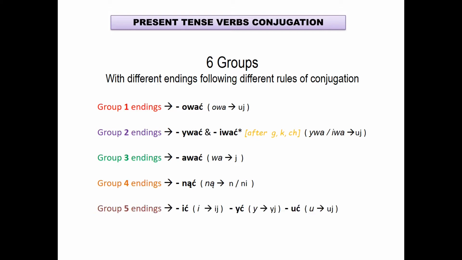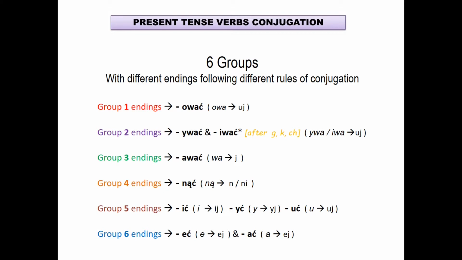The fifth group of verbs will end in ich, ych, uch. Within those, the letter I will change to IJ, the letter Y will change to YJ, and the letter U will change to UJ. And the final group of these verbs ends with ech and ach. And there, the letter E and A both change to EJ.